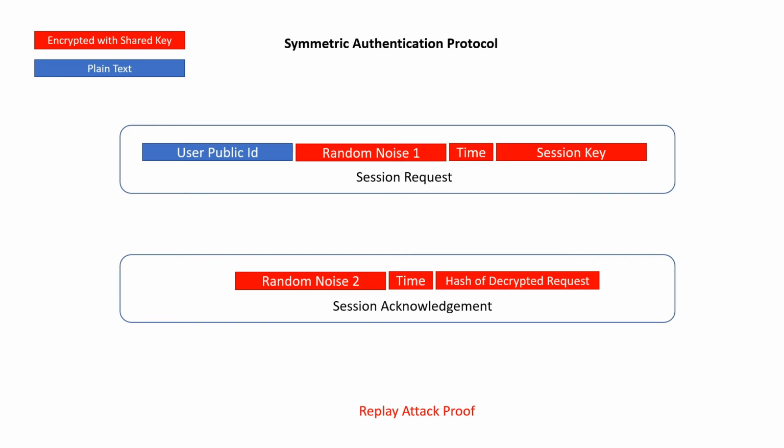The user public ID is used by servers to look up the shared key for that particular client. The timestamp inside of the session request and acknowledgement prevents these packets from being replayed, as the server and the client can check if it's out of date. The hash of the decrypted request that's sent in the acknowledgement confirms to the sender that the server indeed had the key. This fact is doubly confirmed by the fact that the session acknowledgement should have been encrypted with the shared key.